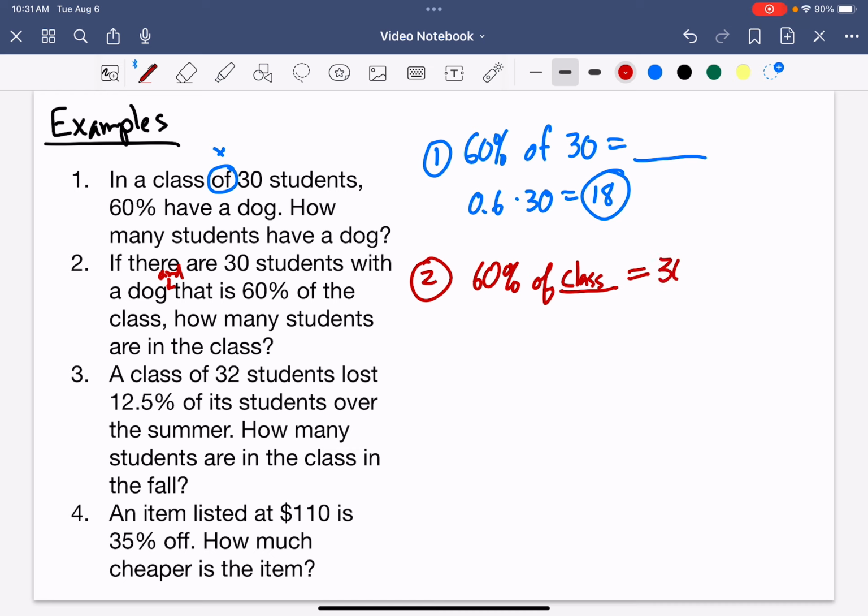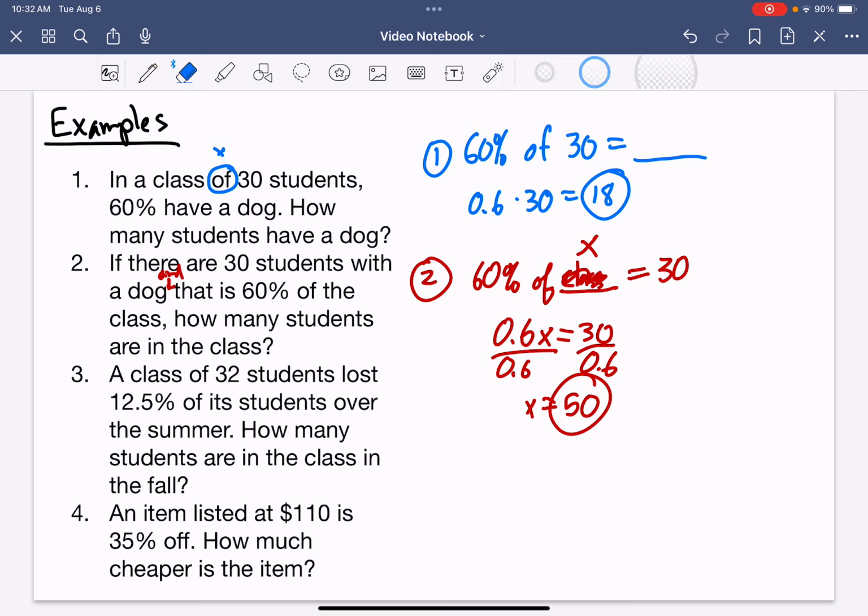equals 30 students. Now, the reason why it's important to have that "of" is we can see how we're going to be multiplying things together. The class is an unknown, that's x. So I have 0.6 times x is equal to 30, and now it's more obvious that what I should do is divide both sides by 0.6. So 30 divided by 0.6 gives me 50. So there are 50 students in the class. And 60% of them have a dog, and that would boil down to 30 of them having a dog.